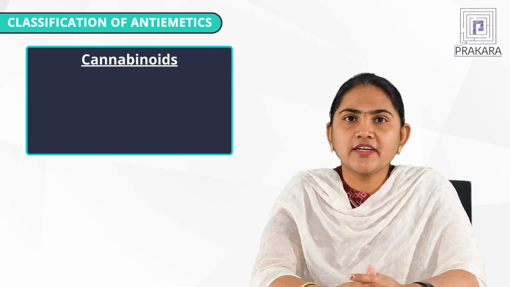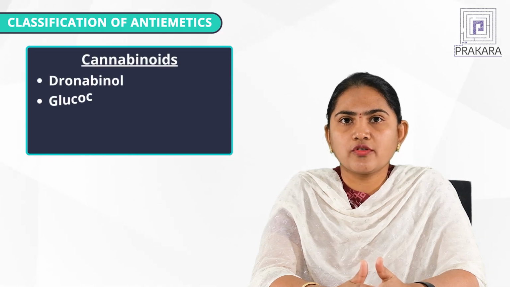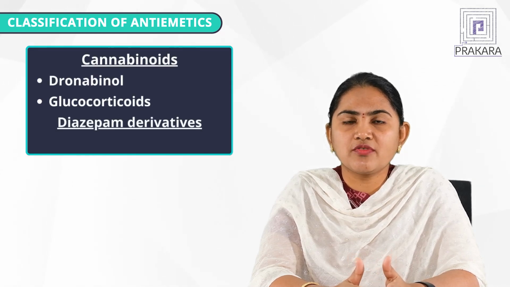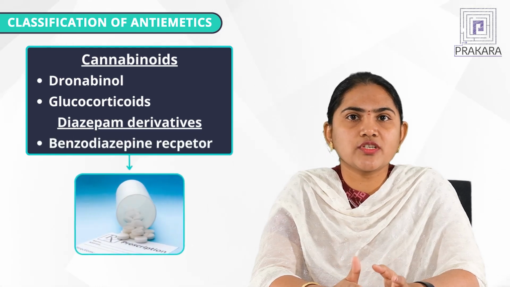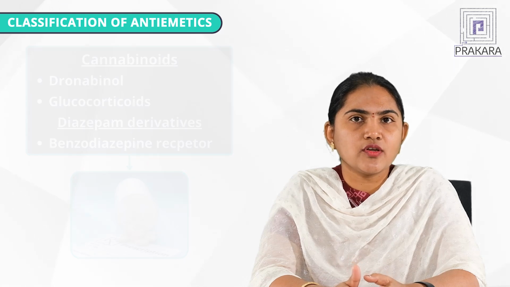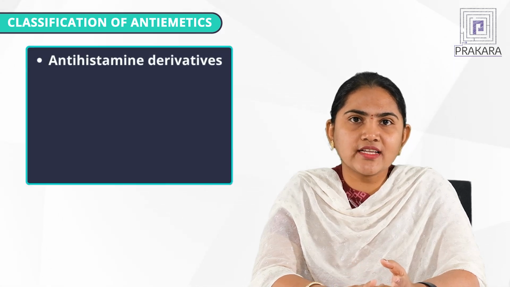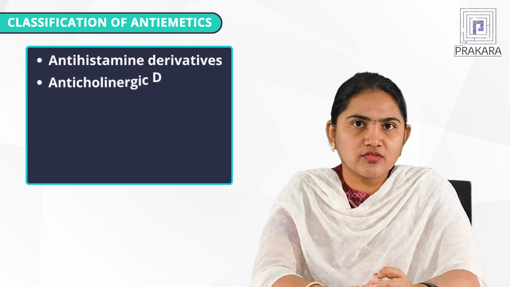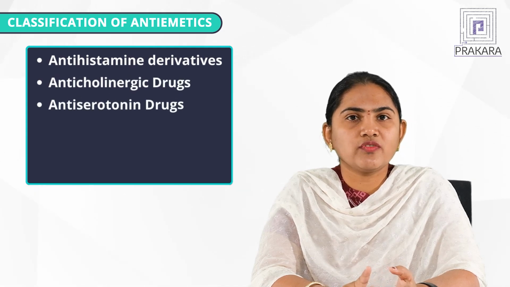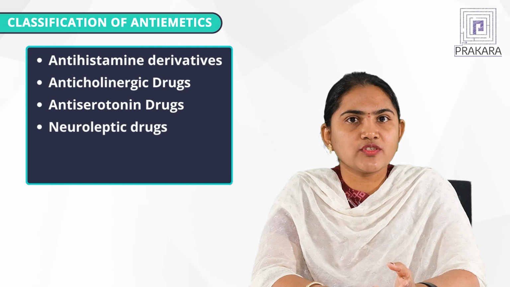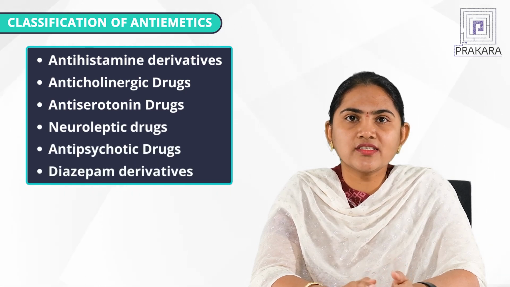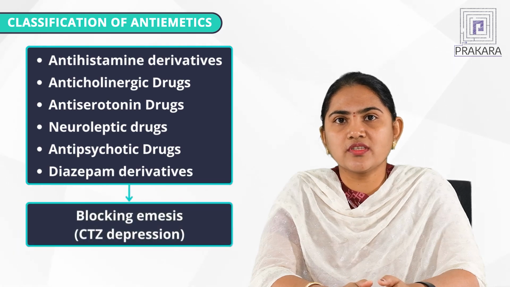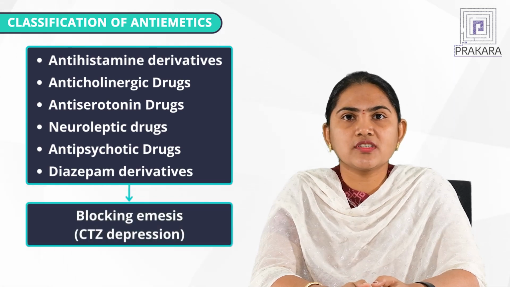So let us understand about all the other classes also. Usage of certain cannabinoids like dronabinol, glucocorticoids, and diazepam derivatives which act on the benzodiazepine receptors. So these are certain classes of drugs which are used as antiemetics. Mostly we will be using antihistamine derivatives, anticholinergic drugs, and antiserotonin drugs. We will also be using neuroleptic drugs. Antipsychotic drugs can be used, like diazepam derivatives, and these are certain categories of drugs which will be blocking the emesis mainly because of CTZ depression.